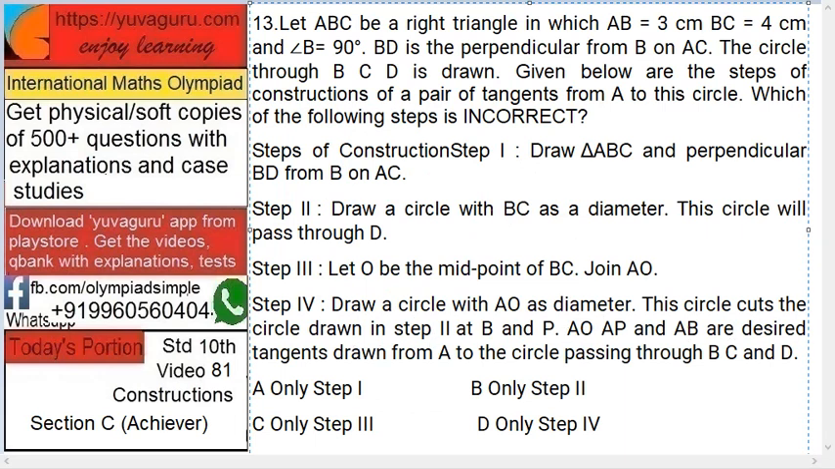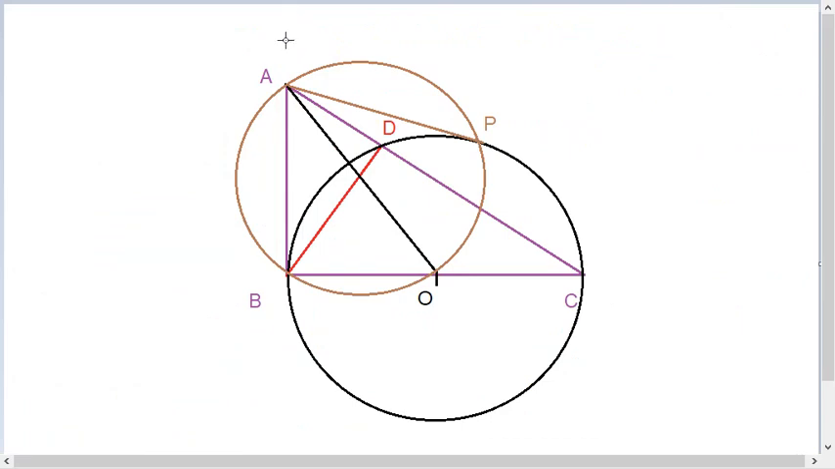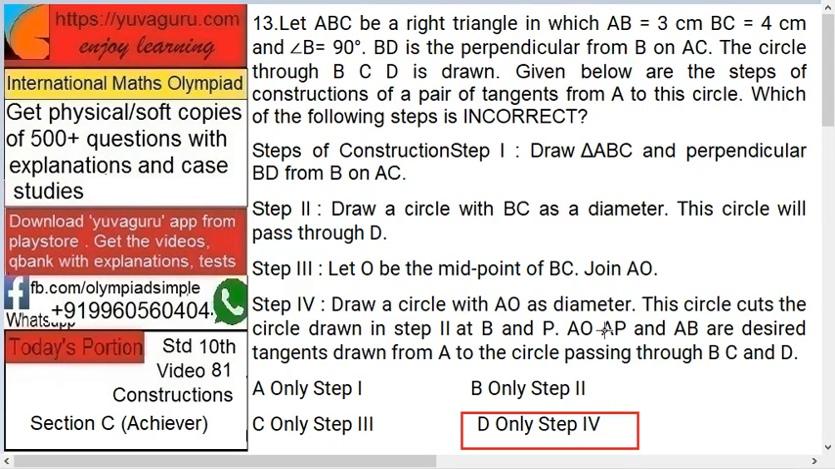So are they? Let's see. See this AO. Is this AO a tangent? No, it's not a tangent. AB is a tangent, AP is a tangent. That's okay. But AO is not a tangent. That's why the last step is wrong. It should be only AP and AB. So the AO is wrong.